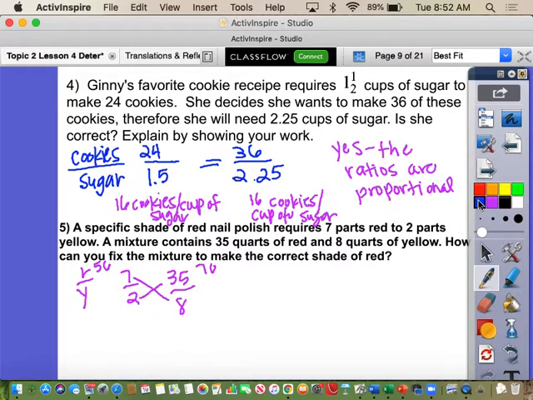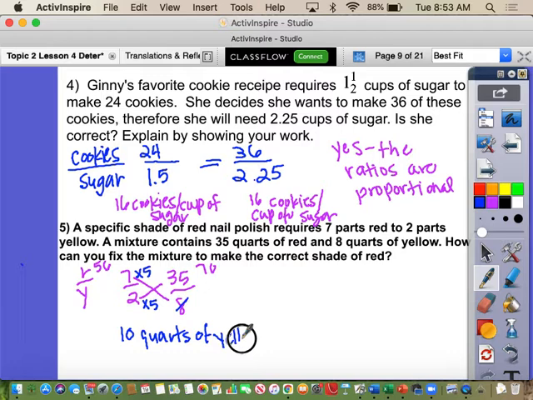Gotcha. So she's saying that 7 times 5 would give me 35. If I'm just creating an equivalent ratio, which we learned in our previous lessons, you can multiply both quantities by the same thing. If I multiply 7 times 5 to get 35, what would I need to multiply 2 by? 5. We've got to multiply both parts by the same thing. So 2 times 5 would not give me 8, it would give me what? 10. So instead of 8 quarts of yellow, I need 10 quarts of yellow.